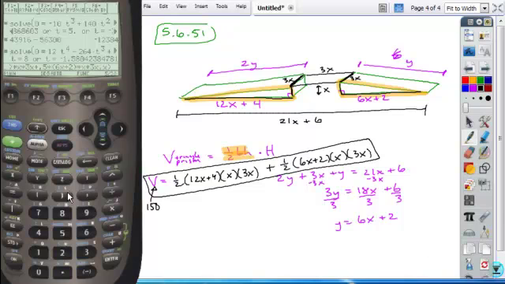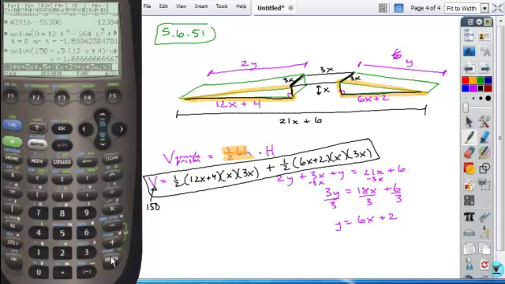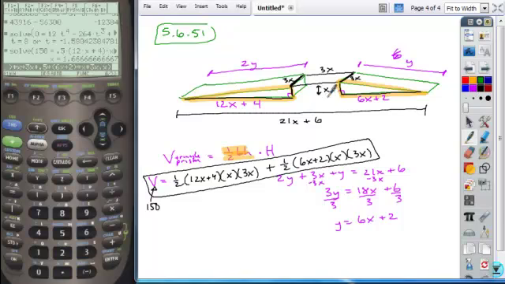I've already entered decimals. I put 0.5 instead of 1/2, so my answer is going to be in decimal form. And so when I do this, I get my value for x, which is the height, as 1.67. So there's my x value. So x is equal to approximately 1.67.